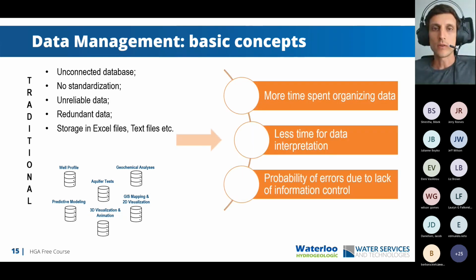And this way, you spend much more time organizing your data whenever you need some information. You're going to gather all this data, all this information in different formats, and then you have to standardize everything. You have to check if you don't have redundant data. So you spend a lot of time organizing your data. And then because you spend so much time organizing data, you have less time to interpret the information that you have. And the probability of errors is bigger because you don't have this information control on the data that you're working with.